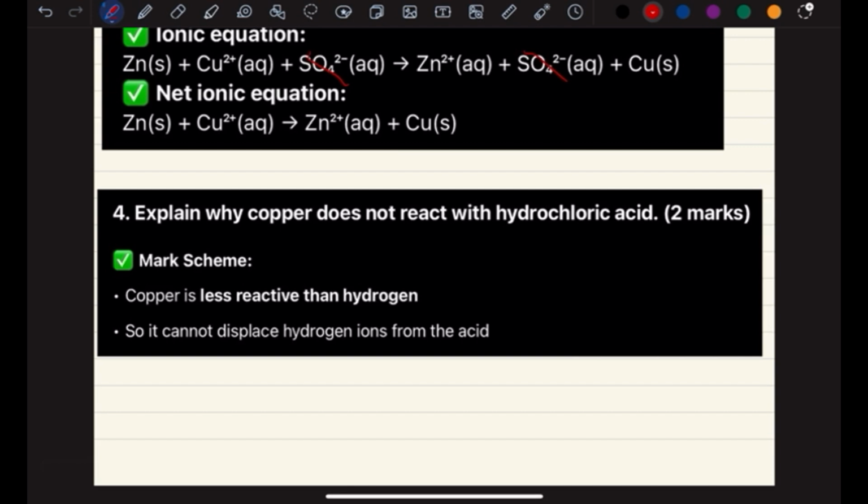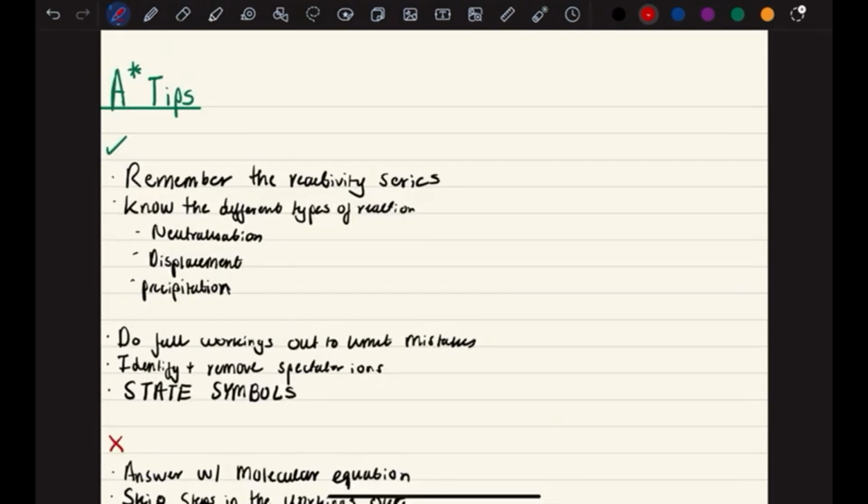Last one: why does copper not react with hydrochloric acid? Again, we've been building on this theme. Copper is below hydrogen in the reactivity series, so that means that copper cannot displace hydrogen ions from hydrochloric acid. And that is why that would be our answer.